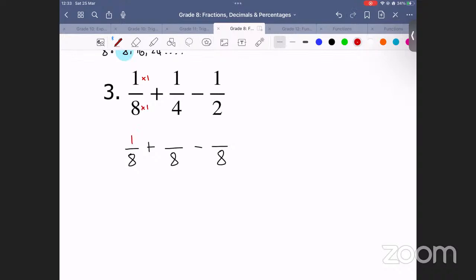How did I get from 4 to 8 though? That had to be multiplied by 2. So what I do to the bottom, I do to the top. 1 times 2 is 2. How do I get from 2 to 8? I multiply by 4. What I do to the bottom, I do to the top. I get 4 over 8.